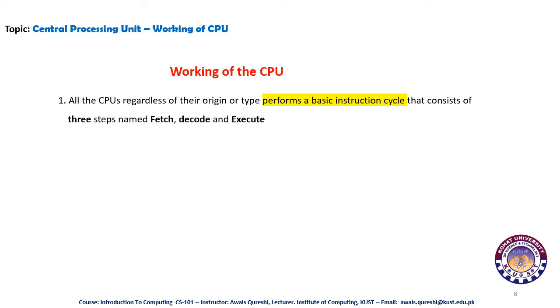So all CPUs, regardless of their origin or type, perform a basic instruction cycle that consists of three steps, which are called fetch, decode, and execute. This is about the working of a CPU, how the CPU works. It works in three steps. The first one is fetch, the second one is decode, and the third one is execute.